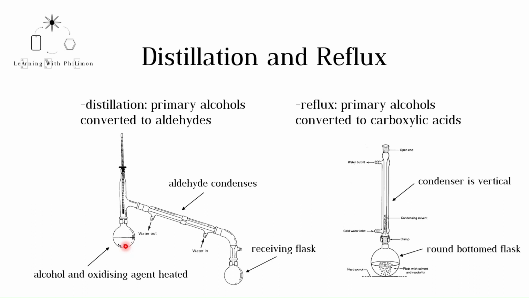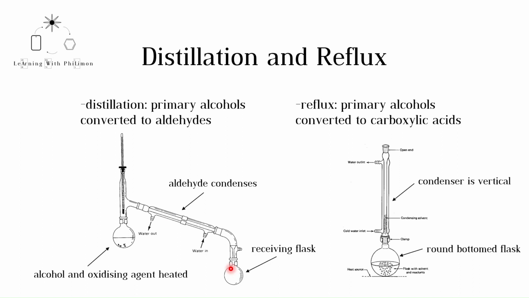As the aldehyde forms, it boils. The aldehyde vapor rises and condenses when it hits the colder glass of the condenser. The condenser is cold because cold water is run through its outer part. The aldehyde liquid then trickles down into the receiving flask.